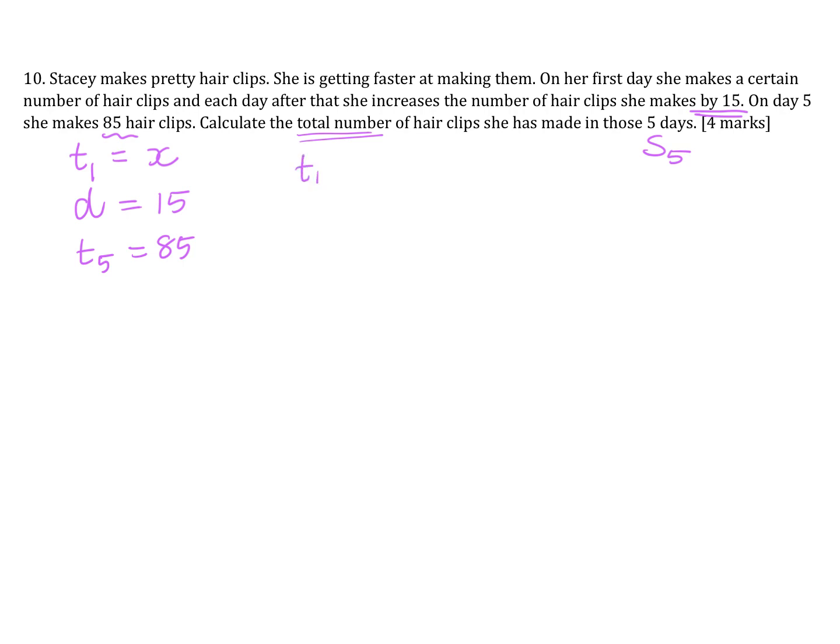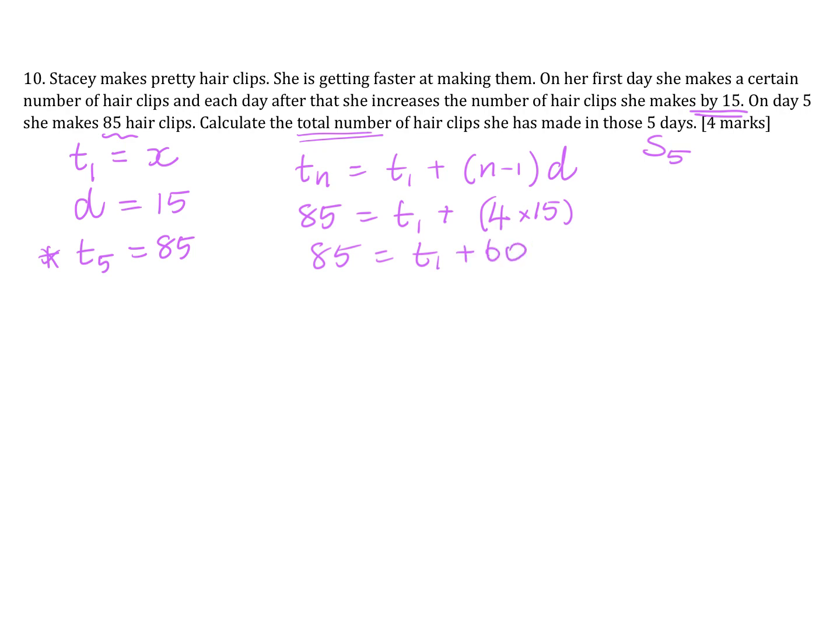So I'm going to say term n equals term 1 plus n minus 1 lots of the difference, and I'm going to use this fact here. Term 5 is 85 equals term 1 plus n minus 1. 5 minus 1 is 4 lots of the difference. 4 lots of 15 is 60. Take 60 off both sides. 85 minus 60 will give me 25. Term 1 is 25. Okay?